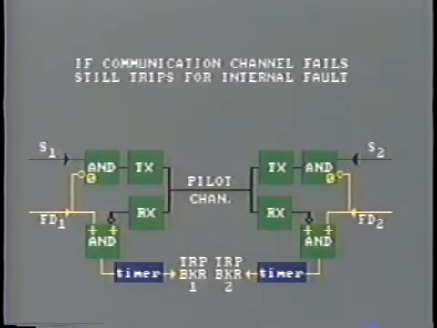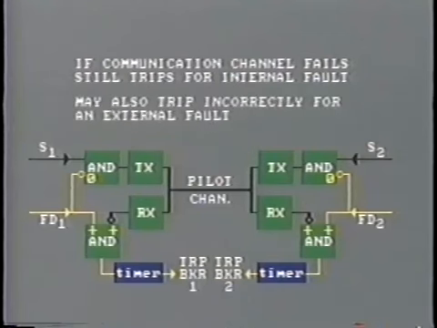In this scheme, if the communication channel fails to transmit, then tripping will still take place for an internal fault. However, it may also take place, but incorrectly, for an external fault, as there is no blocking signal.